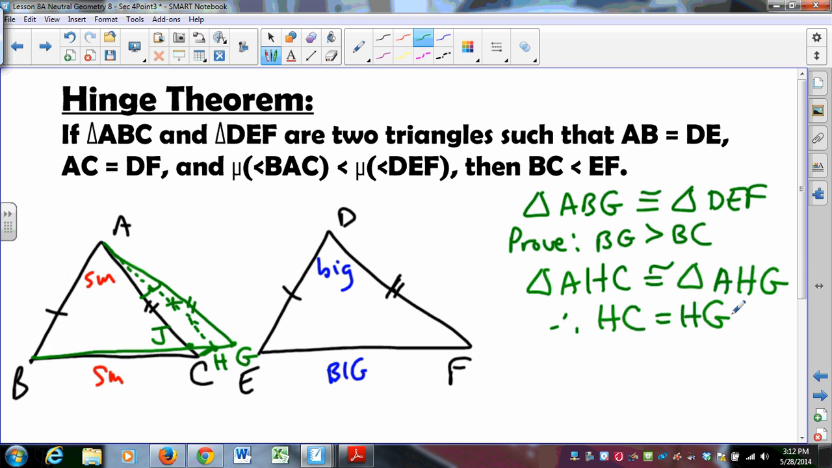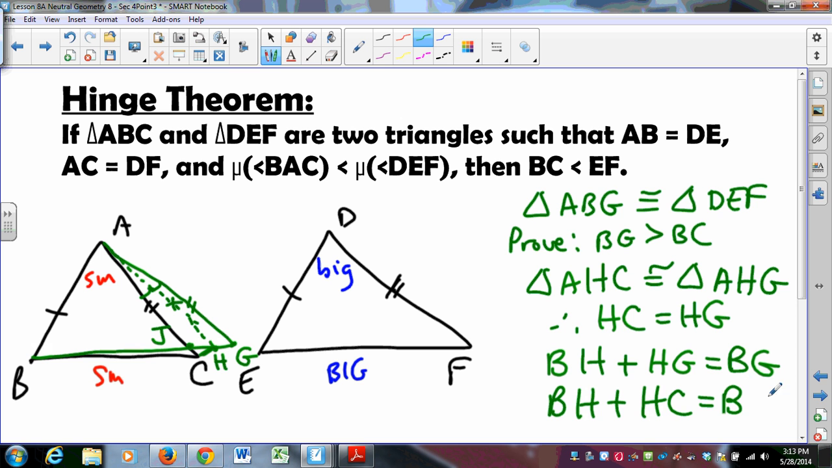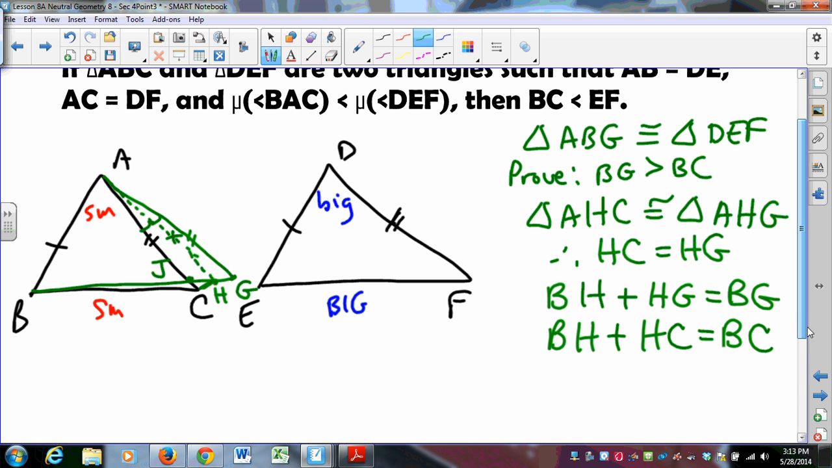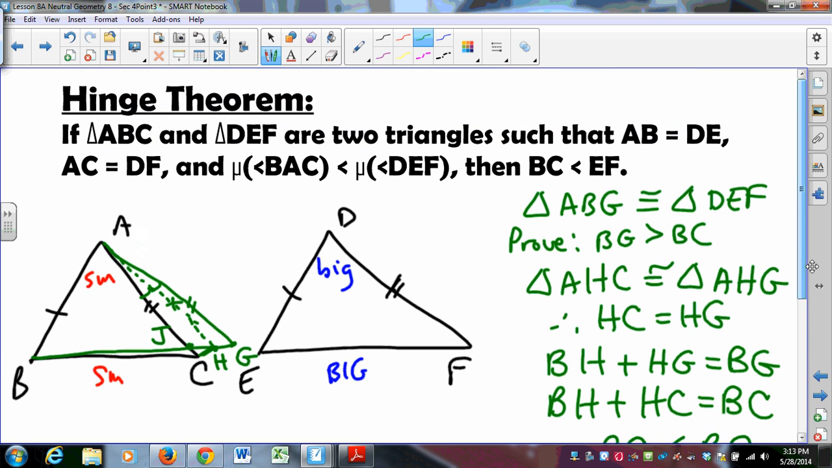And that's good because I know from looking at the picture that BH plus HG is BG. That almost makes sense. But HG is the same as HC. And that means by the triangle inequality, BC is less than BG. There it is. BC has to be less than EF.